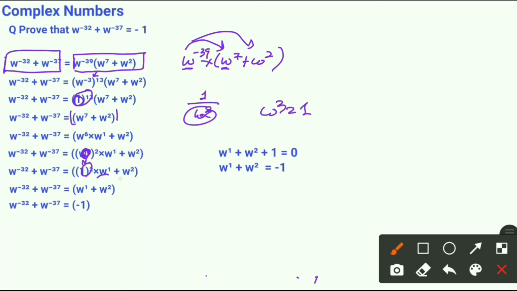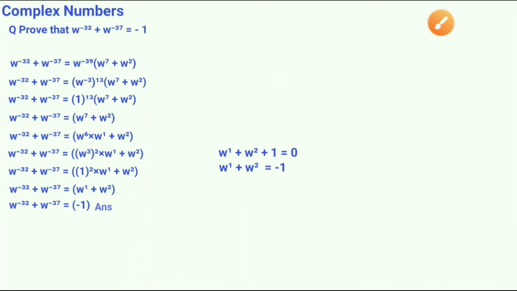This again is the same thing, so it's going to be 1 again, and it will vanish. We are left with w to the power 1 plus w squared, and we know that 1 plus w plus w square is equal to 0, so we use this and we get minus 1. Hooray, this is the answer. And this question is done.